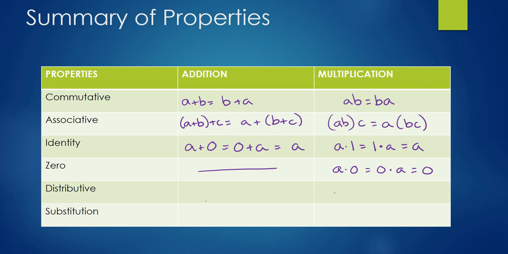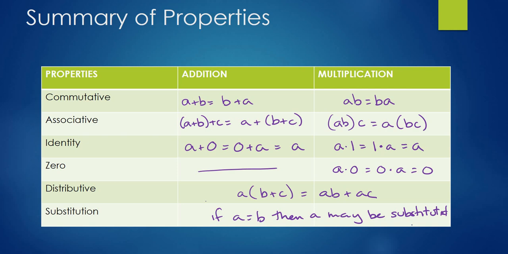The distributive, it's the same property for addition and multiplication because both things are used. A times B plus C is AB plus AC, and substitution also is the same for both. If A equals B, then A may be substituted for B. I'm sure you'll need to pause. I'm sure you have already, but make sure you get all of this written down.